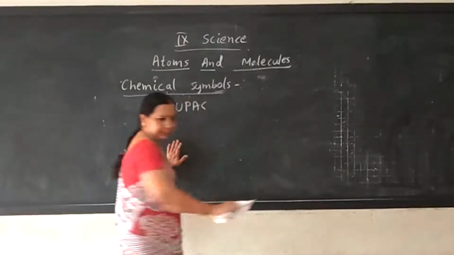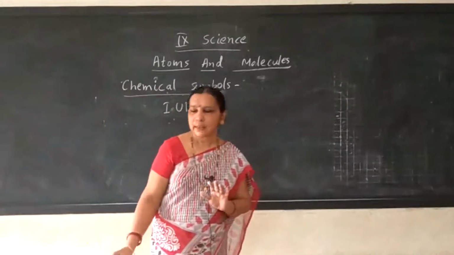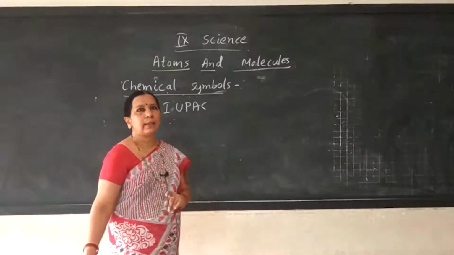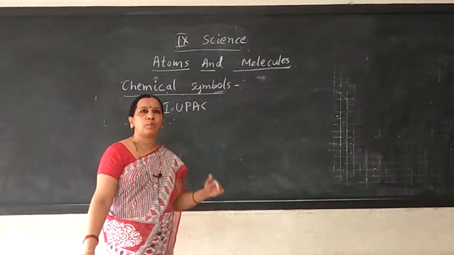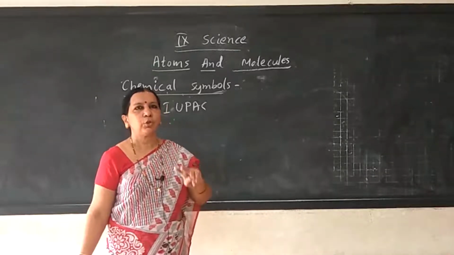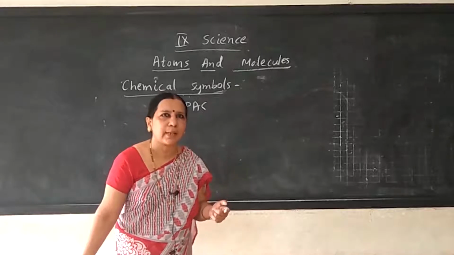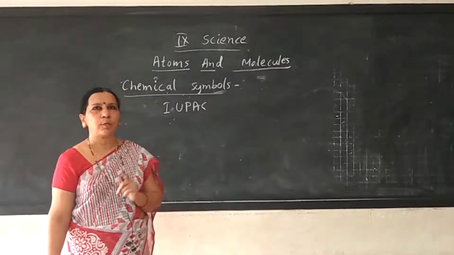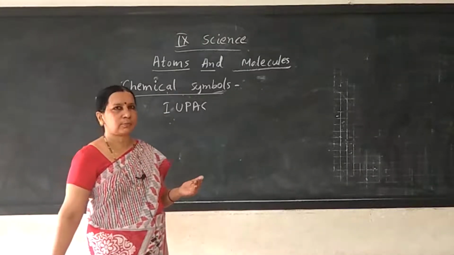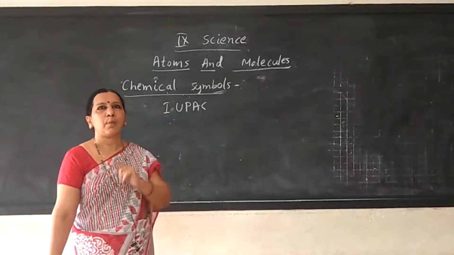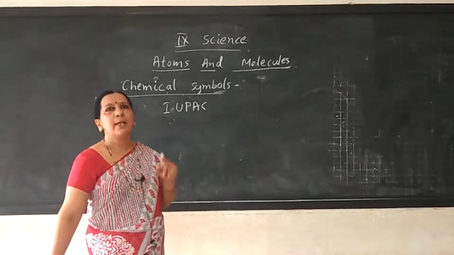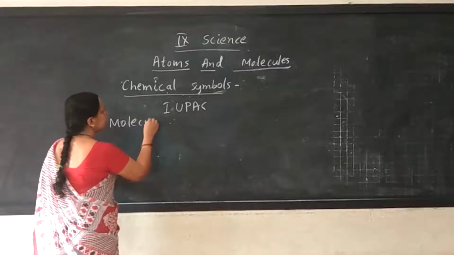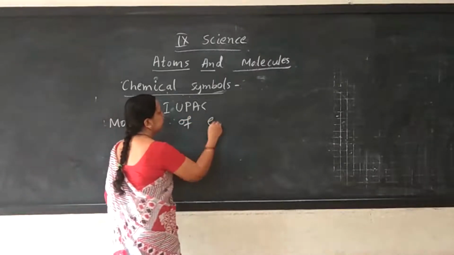Now, let us try to understand what is a molecule. Already you have learnt in 8th standard that a molecule is constituted by the chemical combination of two or more atoms. Suppose two or more atoms of the same element combine, it will be the molecule of an element. And if two or more atoms of different elements combine, it becomes a molecule of a compound. Now let us try to understand molecules of elements.